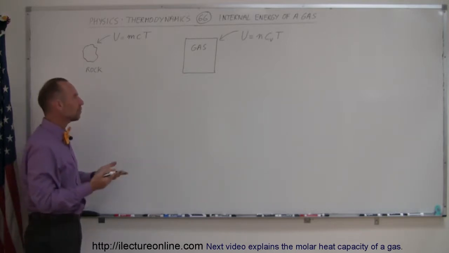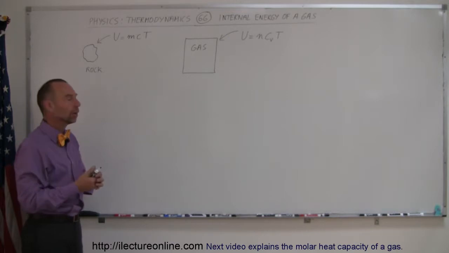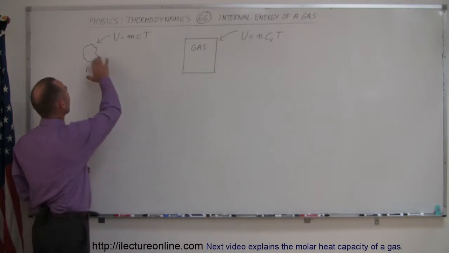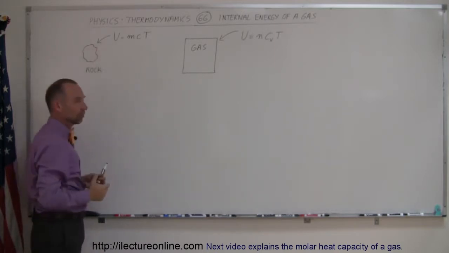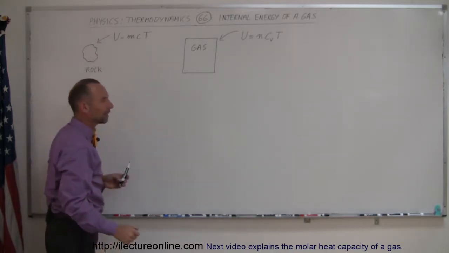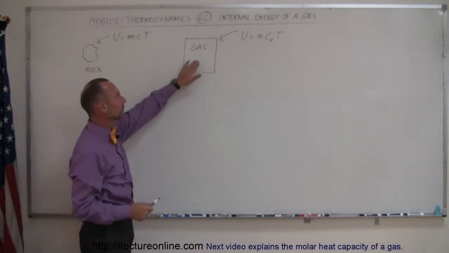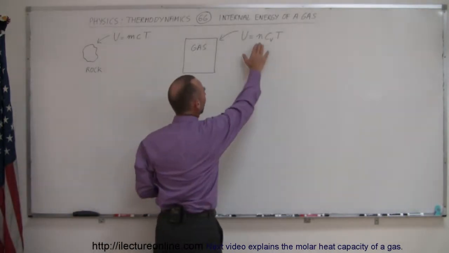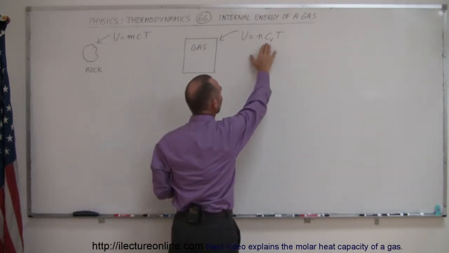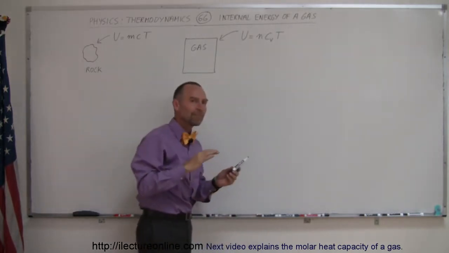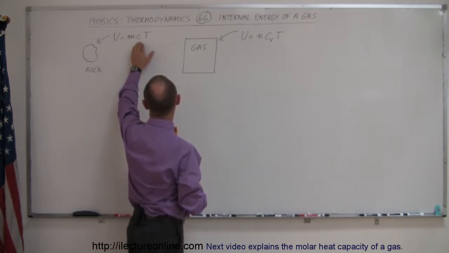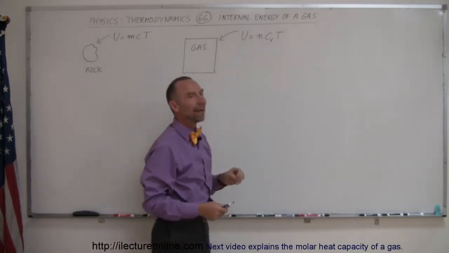And of course, the internal energy of any object is due to its mechanical motion. And so the internal energy of a rock would be equal to the mass of the rock, because if a rock is twice as big, it can hold twice as much heat, the specific heat of the rock, and the temperature of the rock. Well, in the very same way, we can talk about the internal energy of a gas, which is determined by how many moles of the gas that we have, and the molar heat capacity of the gas, and the temperature of the gas. So instead of mass in kilograms, we talk about moles, and instead of the specific heat of the rock, we talk about the molar heat capacity of the gas.